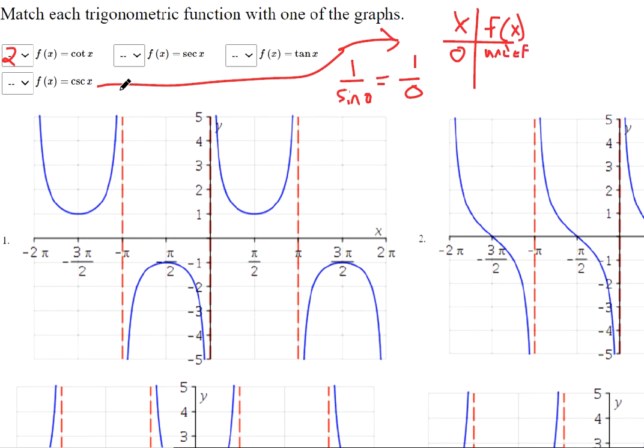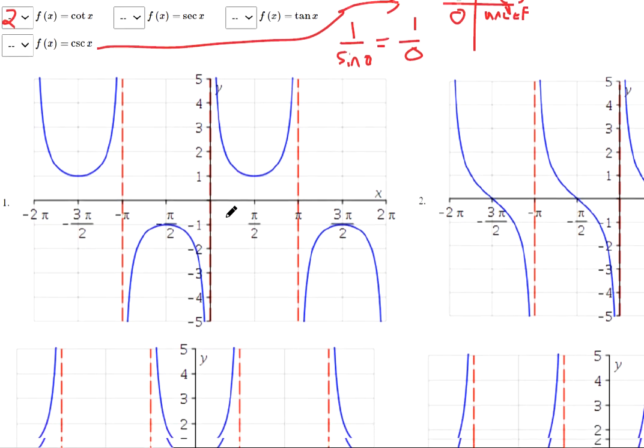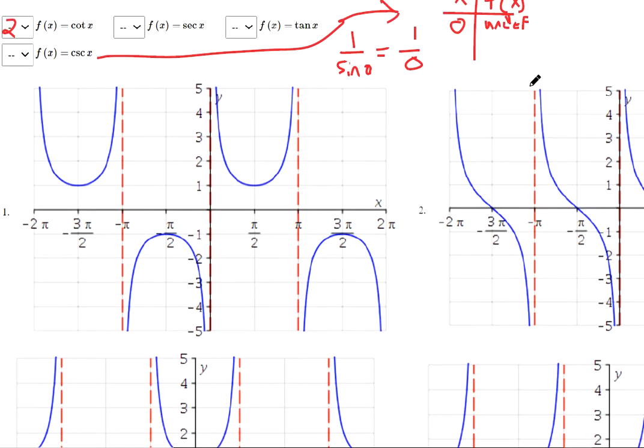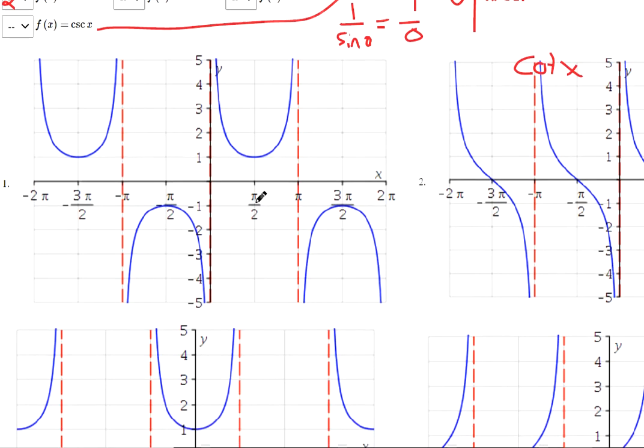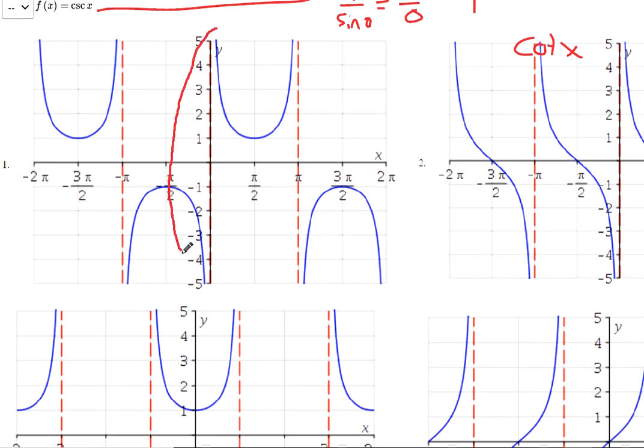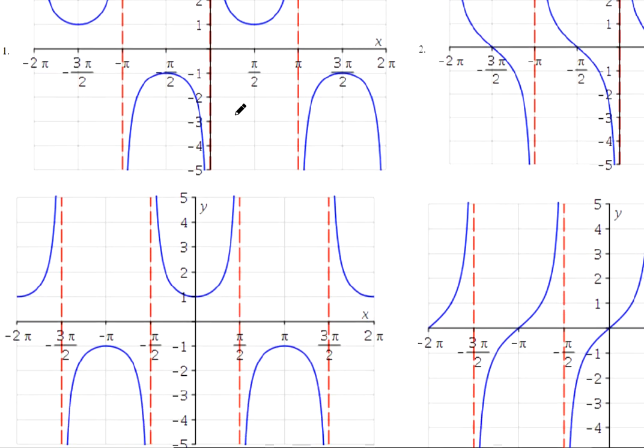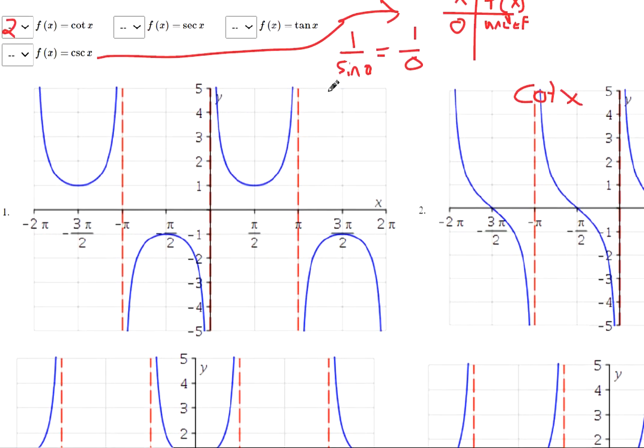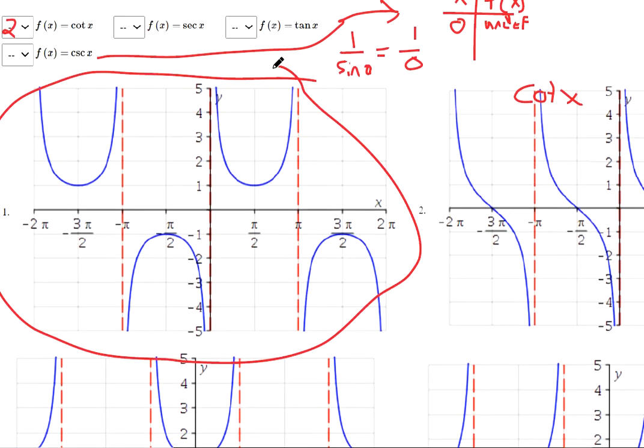So for cosecant of x, I plug in x equals 0, I get undefined for f of x. So that's another vertical asymptote. And we already know that this one was supposed to be cotangent of x. The only other vertical asymptote at x equals 0 was this graph here. So you should feel pretty confident that this has to be our answer because there are no other vertical asymptotes.